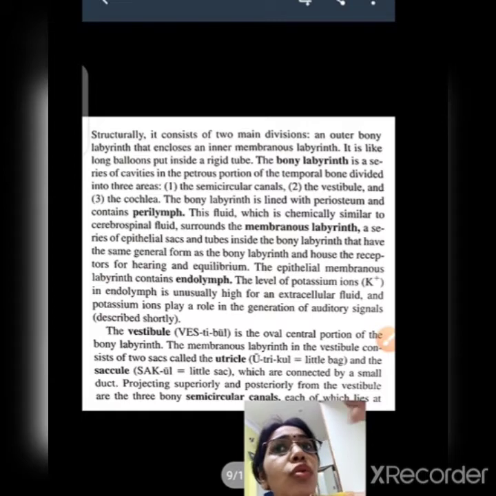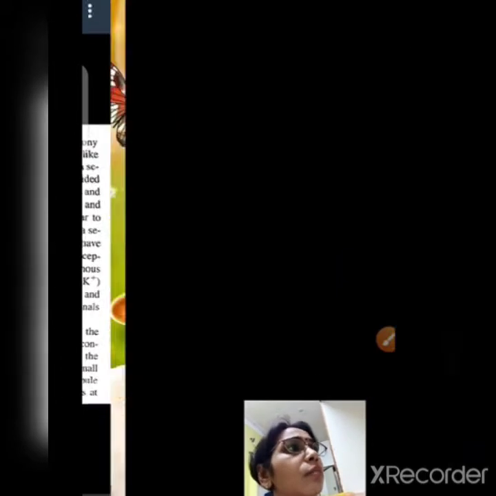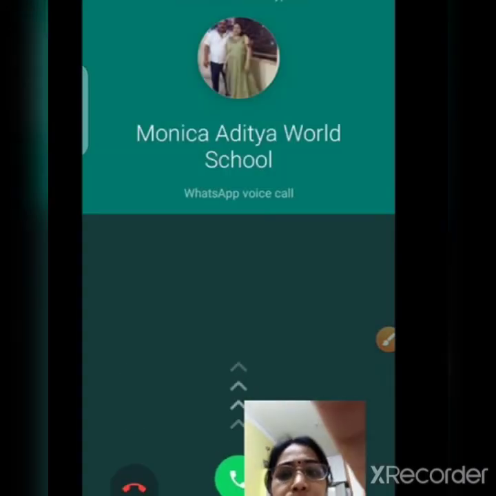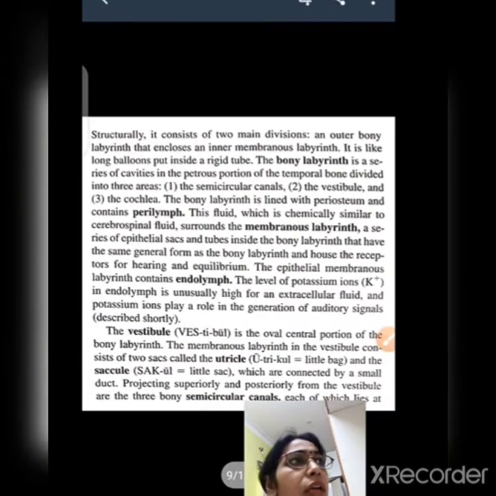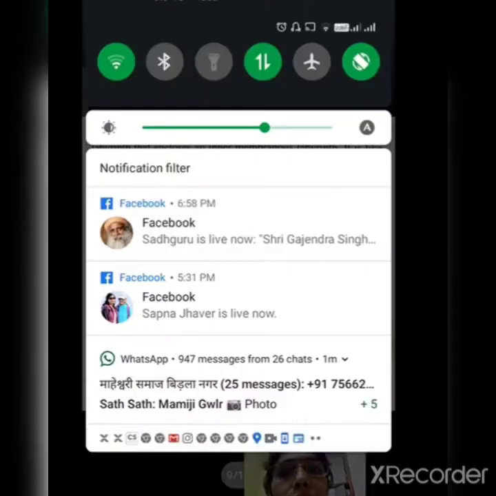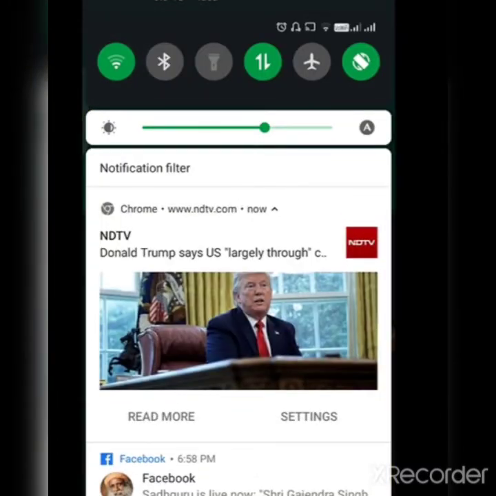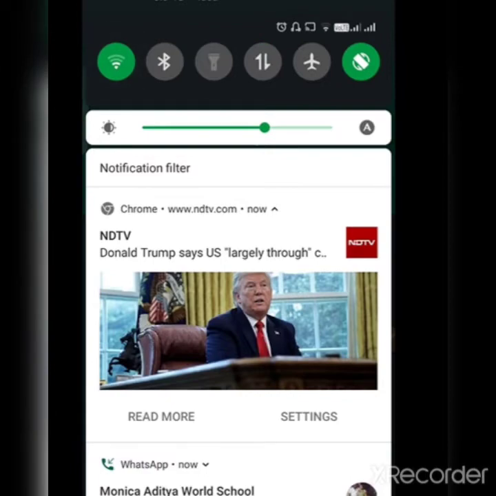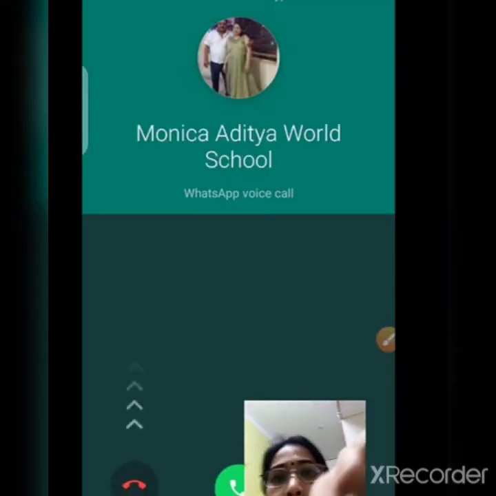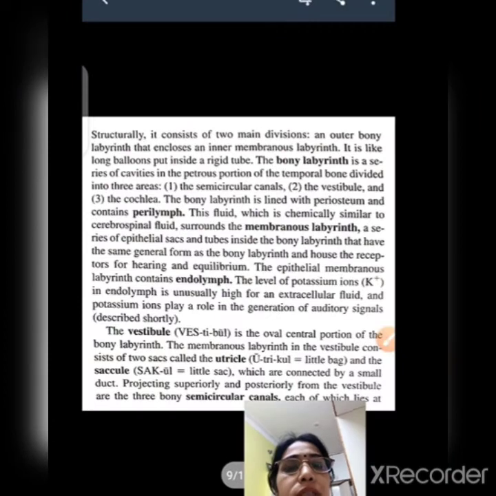There are two bags present inside the membranous labyrinth, called the utricle and the saccule.